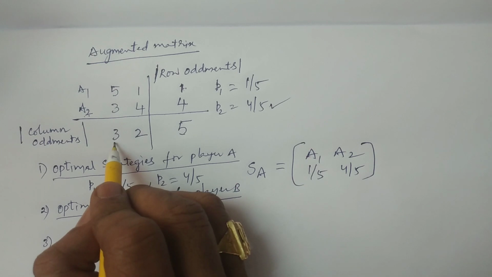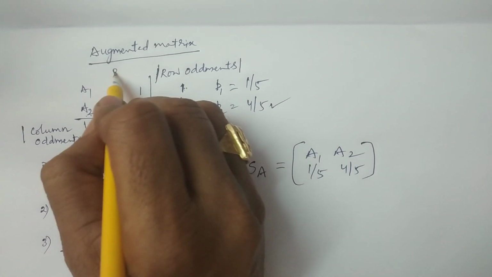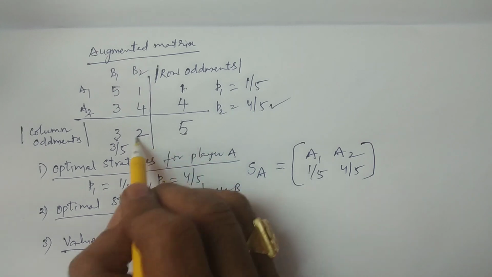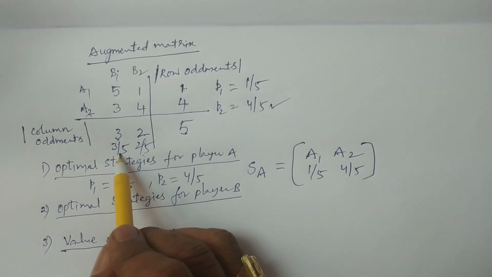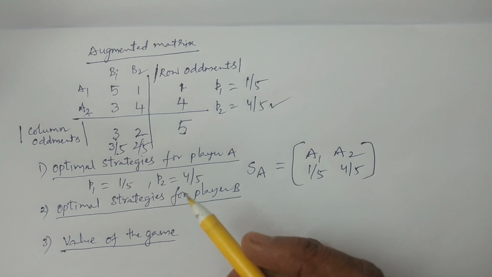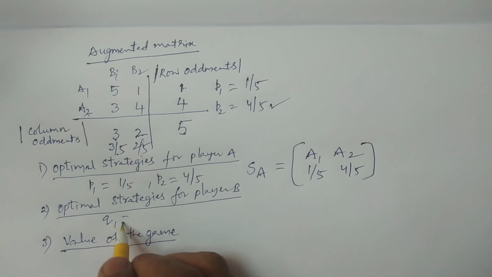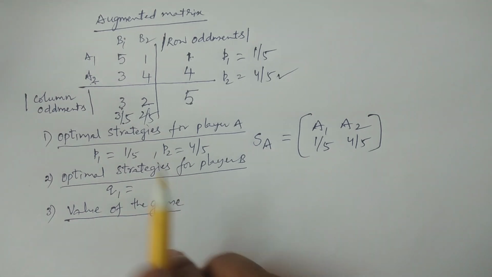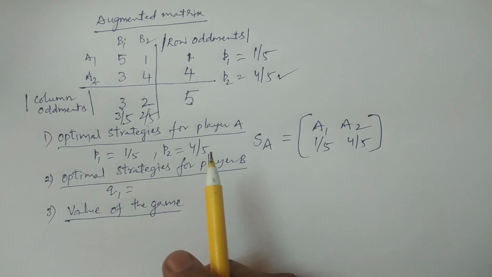Similarly, out of every 5 chances, there are 3 chances for selecting the strategy B1 for player B, and 2 chances, 2 by 5, for B2. So selecting the strategy B1 is more likely for player B, with probability 3 by 5. The fraction we have considered, the chance will be more. So from the oddments method, from the augmented matrix, you will get all the optimal strategies for player A, player B, and the value of the game.